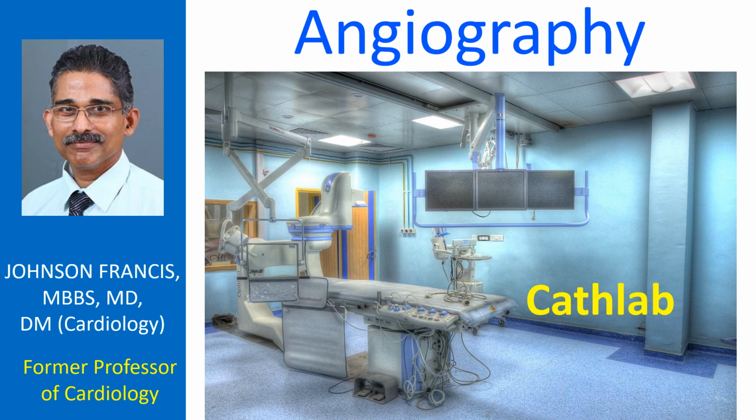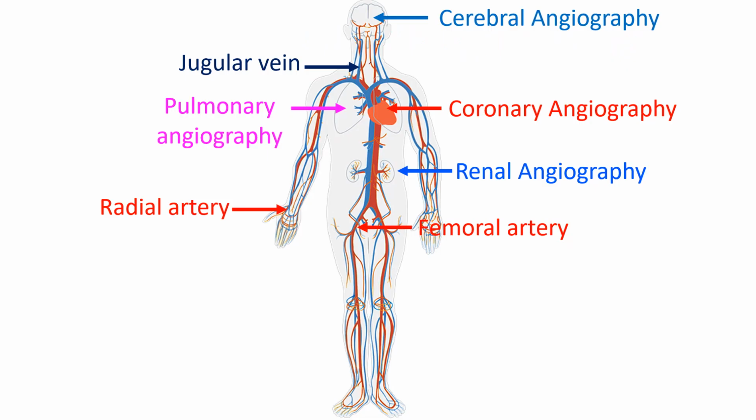Angiography is done in a special procedure room known as cardiac catheterization laboratory, known in short as cathlab. Conventional angio using X-ray equipment is used for imaging the blood vessels of the heart and is known as coronary angiography. Imaging of peripheral vessels of the limbs is known as peripheral angiography. Imaging vessels of the kidney is known as renal angiography.